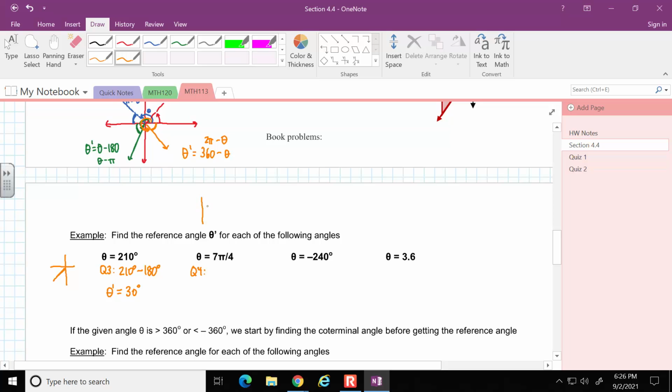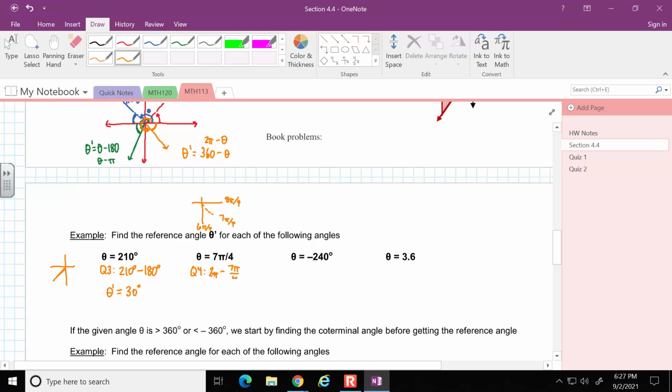So again, if I go all the way around, this would be 8 pi over 4. So if I go back 1, that would be 7 pi over 4. And if you go back further, that's 6 pi over 4, 3 pi over 2, etc. So I'm in quadrant 4, so what do I do? 360 minus... Yes-ish. Not 360 though. 2 pi, because I'm in radians. So I'm going to say 2 pi minus 7 pi over 4.